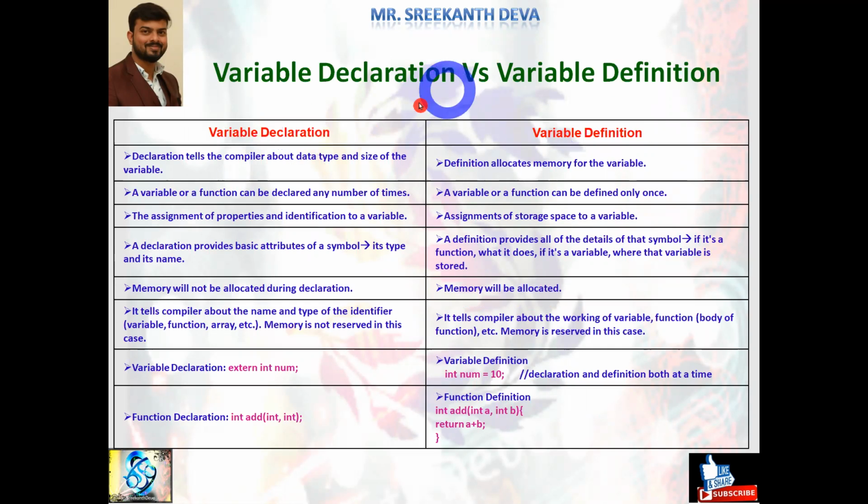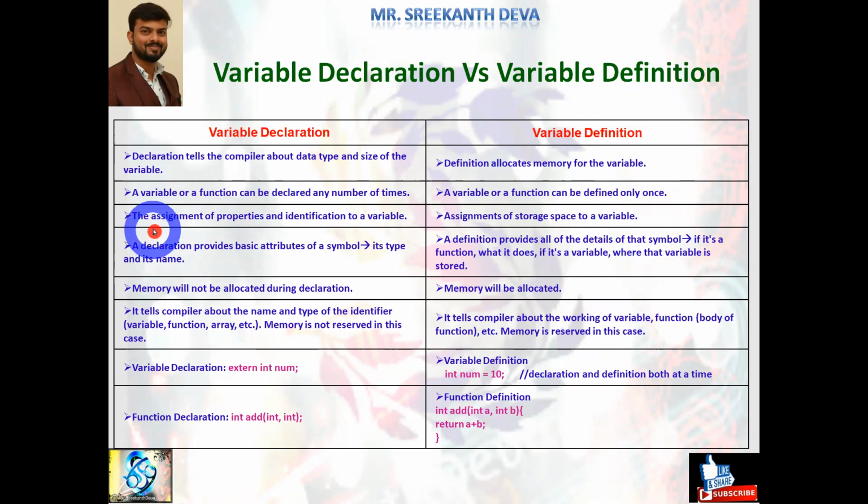Variable declaration tells the compiler about the data type and size of the variable. Variable definition allocates memory for the variable. A variable or a function can be declared any number of times, but in a variable definition, a variable or a function can be defined only once.